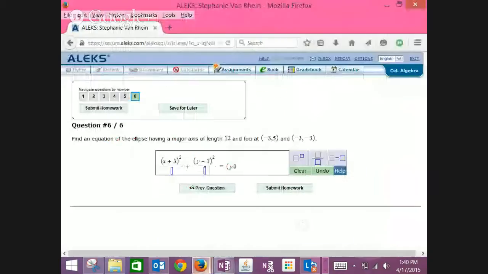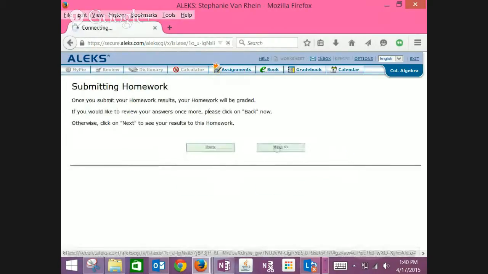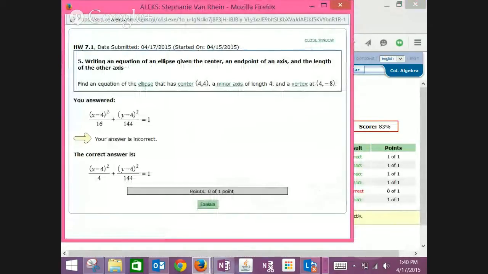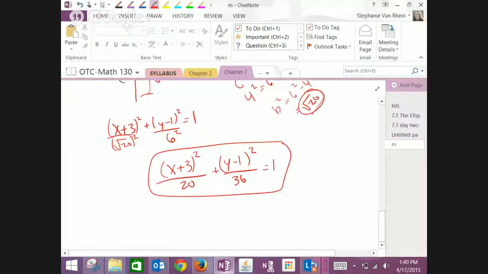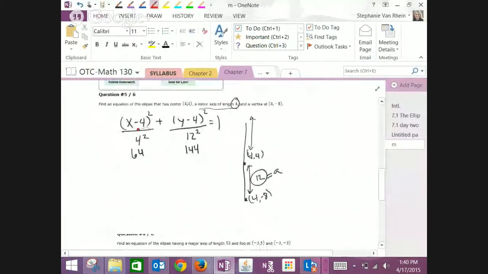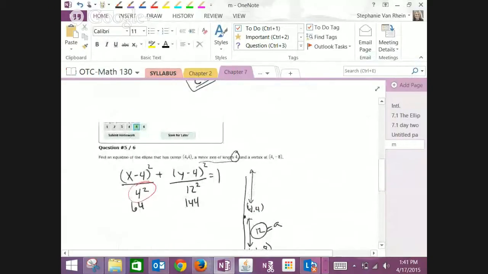20, 36. Submit that. Graded. Maybe too wrong. Oh, it was 4 squared. Or was, what was this one? It was just 4, not 4 squared. What did I do there?